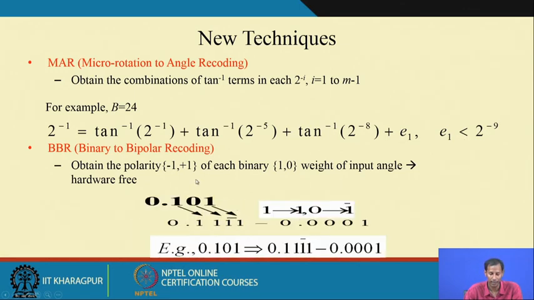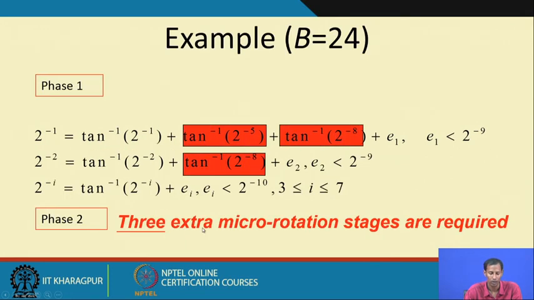Okay. But in binary to bipolar recoding, how will it be recorded? The polarity will be different. That means for each bit, 1 will be recorded as 1, but 0 will be recorded as 1 bar. So, you can see for 0.101, this will be recorded as 1 bar 1. So, 1 for this, then 0 for this, 1 for this, something like this we have to do.